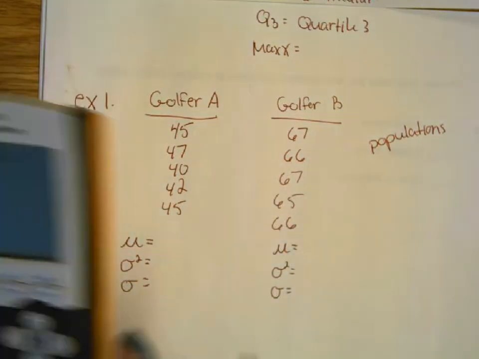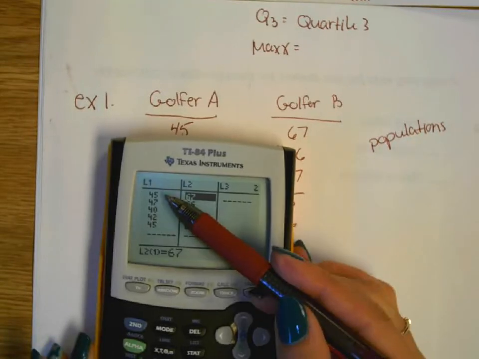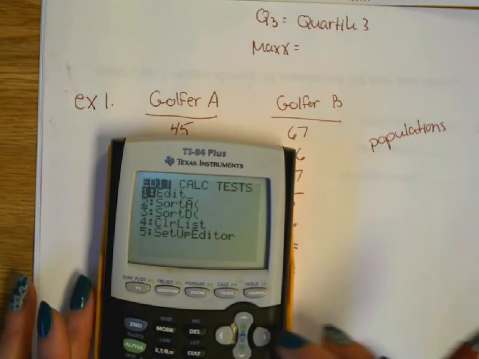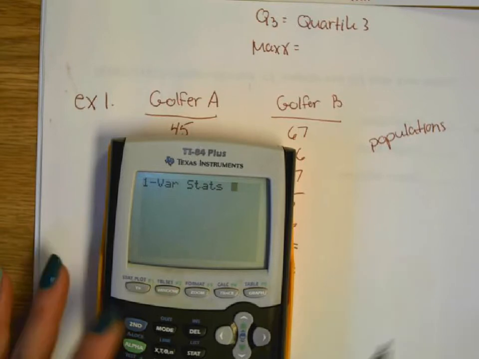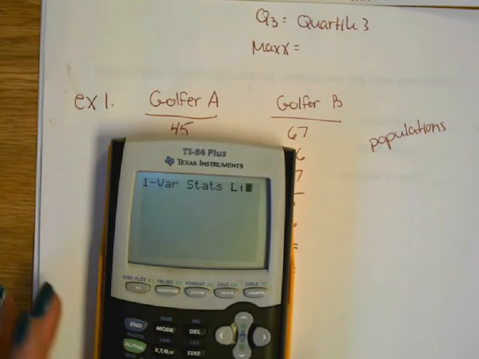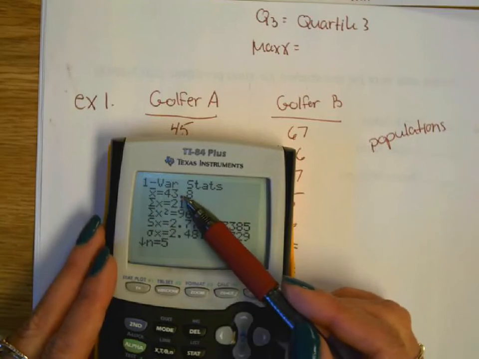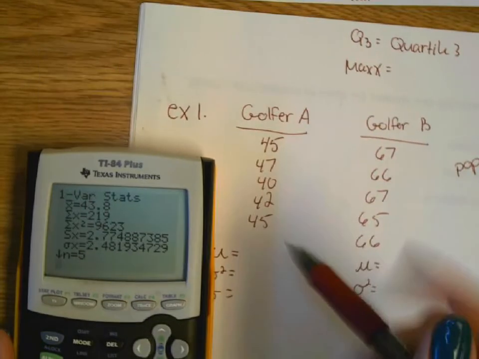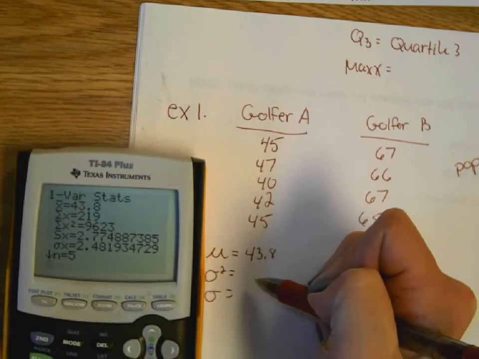Okay, I already took the time to put them in. You can see I've got golfer A in list 1, golfer B in list 2. So if I go back, I go to Stat, over to Calc, 1-Var Stat. I can type in list 1 or not because it's the default. So x bar is my mu because there is no difference in calculating an average. It doesn't matter whether it's a population or a sample, I do the same thing. So his average is 43.8 strokes for 9 holes.